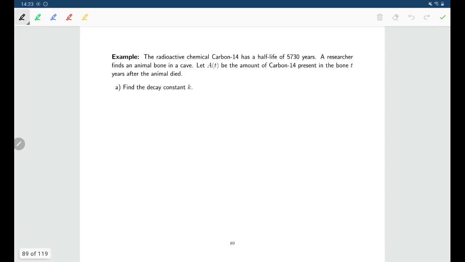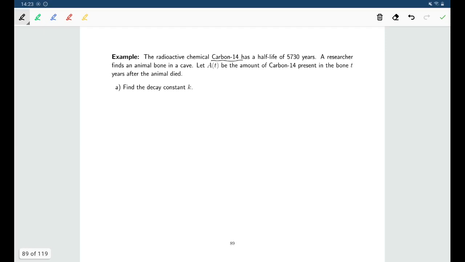And now let's look at an example involving carbon dating. Just to give you the idea of how carbon dating works and why it works. For all the carbon that's on the planet, all of the organic material that contains carbon, there's a certain percentage of that carbon which is radioactive, and that's known as carbon-14. And it's got a half-life of 5,730 years.